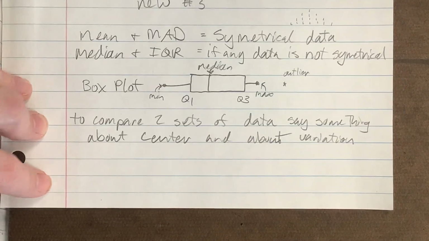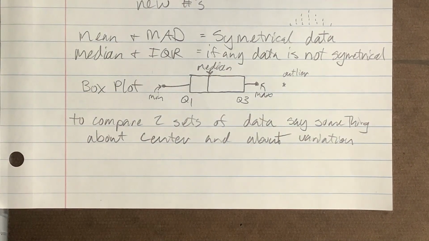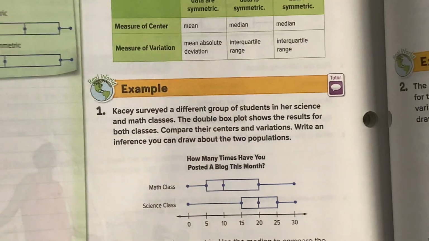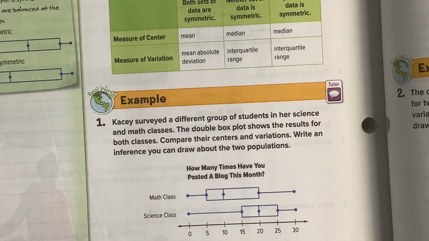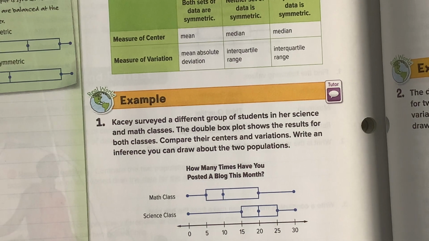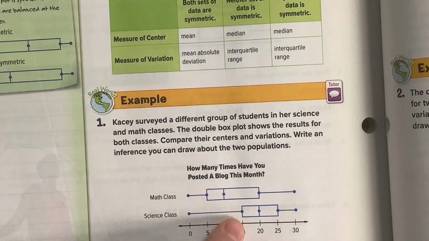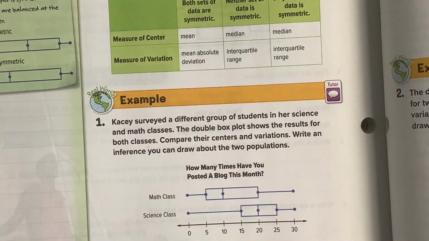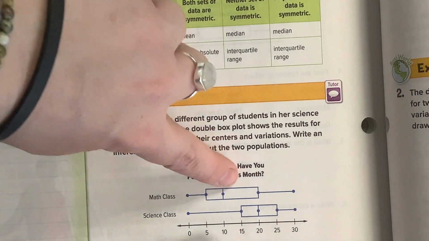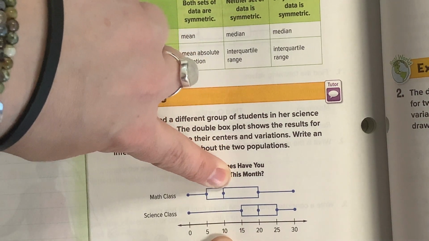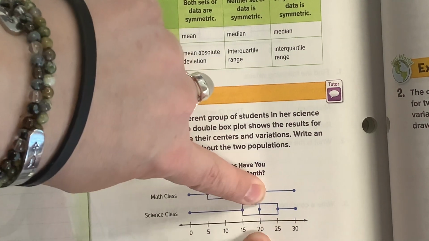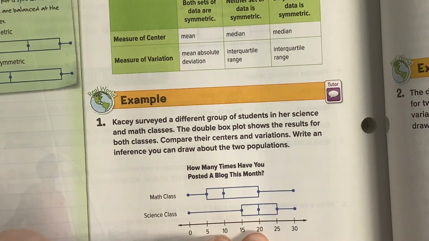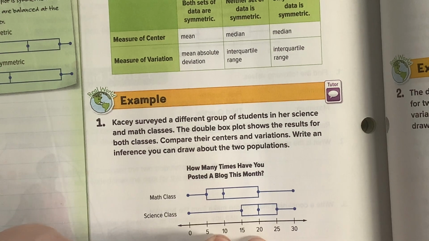Okay, so for example, we can look at this problem, and it says there was a survey of a different group of students in our science and math classes. The double box plot shows the results for both classes. Compare their centers and variations. Center is going to be the median in the sets of data. So the median for the math class is 10. The median for the science class is 20, because that's the middle line. Got it? 10 and 20.